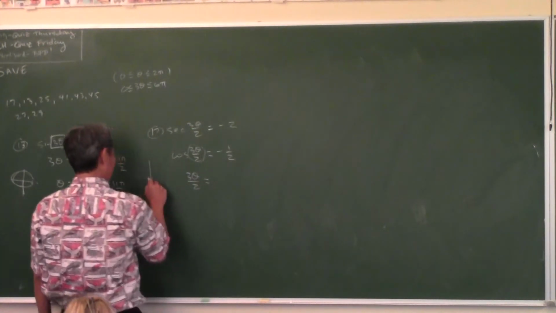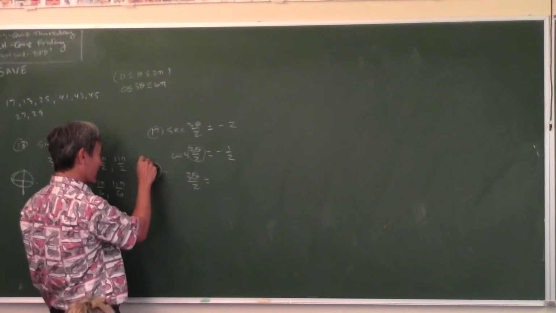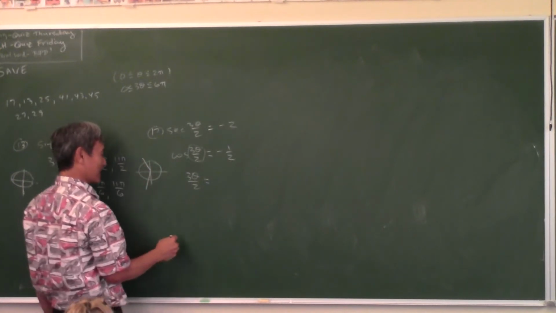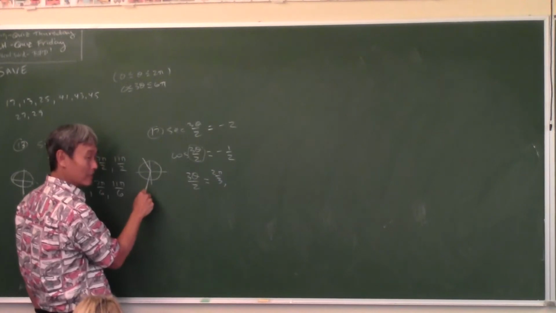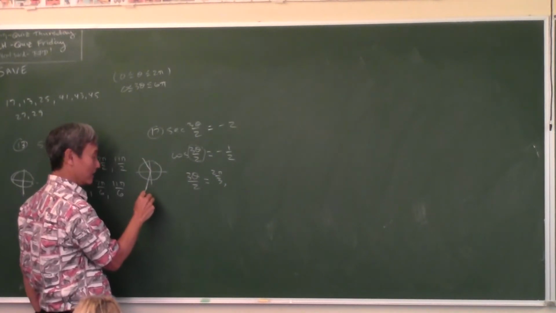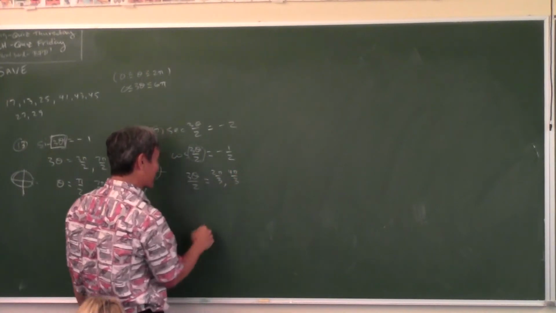Oh boy, let's draw it then. Where is cosine negative half? There and there. What's that one? 2 pi over 3. What's that one? 5 pi over 3 is over here. 4 pi over 3. We don't know our families.